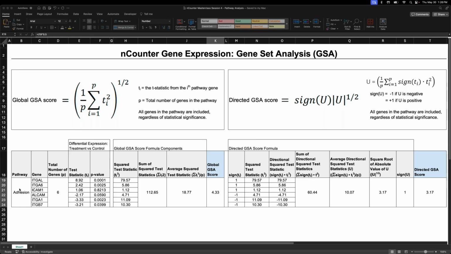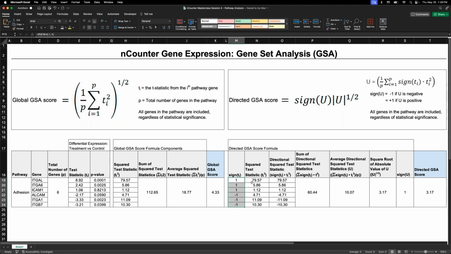But we have our same 6 genes over here in our adhesion pathway, these 6 genes. One thing I want to calculate is what is the sign? So if the t statistic is positive, then I want to give a sign of 1, positive 1. If the t statistic is negative, then I want to give a sign of negative 1. So here we start to incorporate what is the direction of the change? Is it up or down regulated?